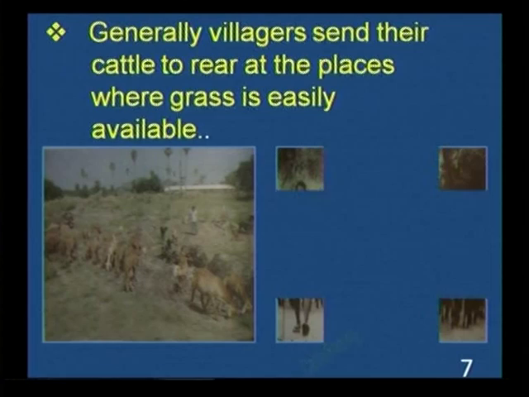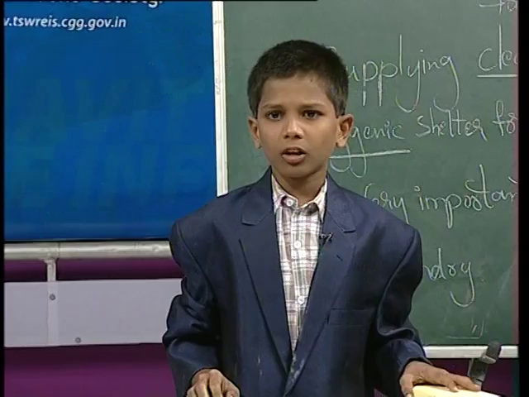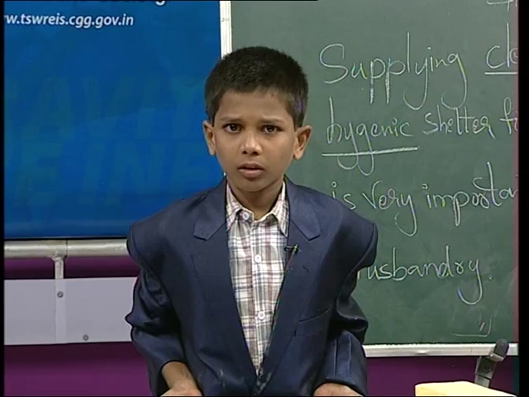Generally, villagers send their cattle to rear at places where grass is easily available. See the pictures. In the first picture, the sheep are eating food where the grass is easily available. In the second picture, three persons are rearing the sheep and traveling from one place to another to find clean and good food for the sheep. Without food, can you live? No. Like that, without food, the cattle also don't live.